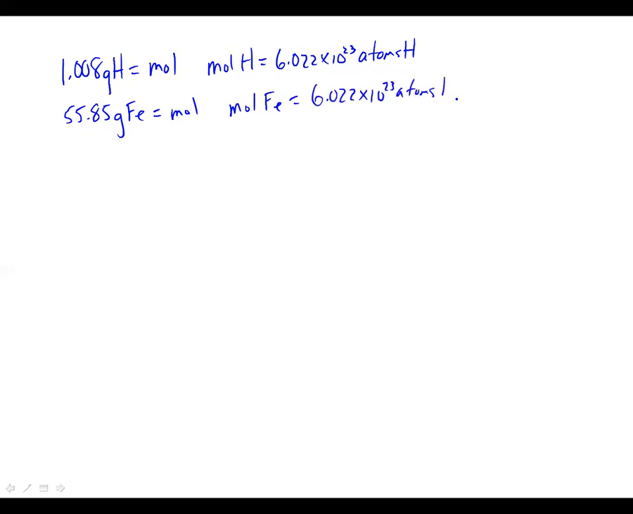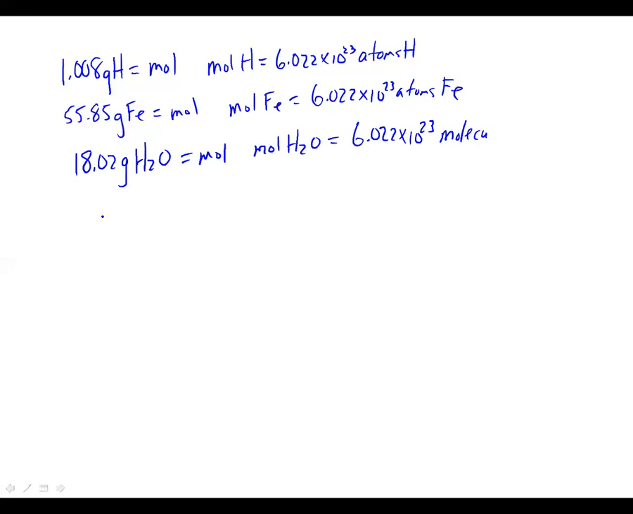We could also tie the relationship between molar mass and Avogadro's number for compounds. So we calculated on the previous page that there's 18.02 grams of water in every mole of water. And if we had a mole of water, we would also have 6.022 times 10 to the 23. Now, these would not be atoms in this case because water is not an atom, but this is where the unit for Avogadro's number would change. This would be molecules of water.